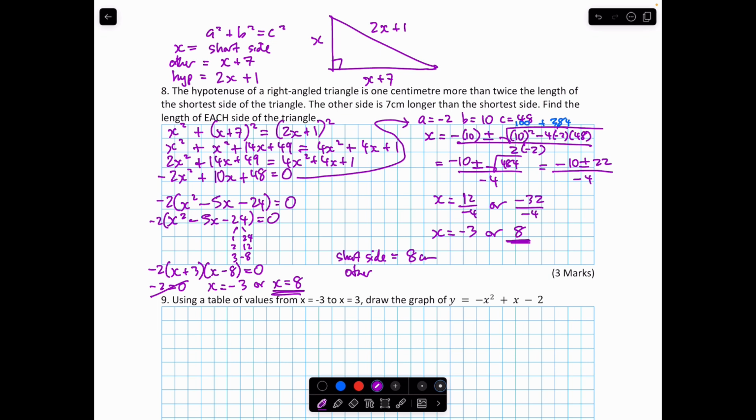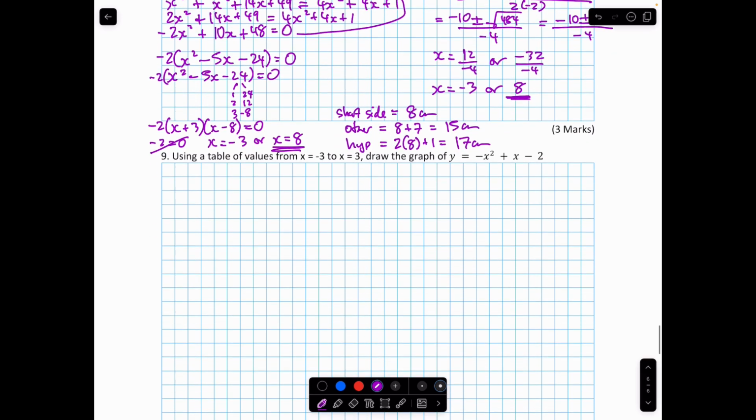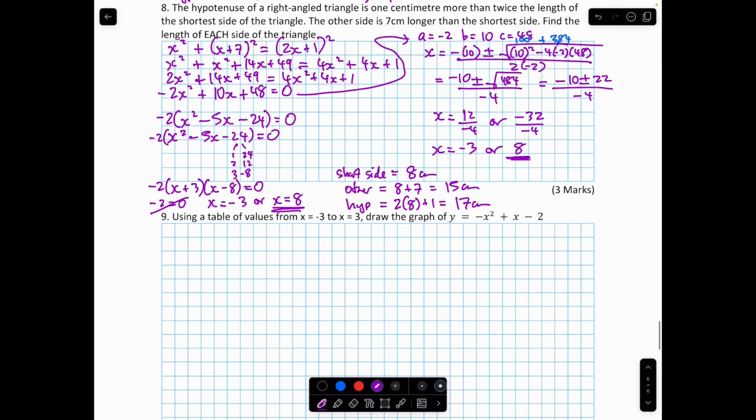The other side is equal to 8 plus 7, which is 15 centimeters. And the hypotenuse, because it's asking to find the length of each side of the triangle, is 2x plus 1, so 2 lots of 8 plus 1, 16, 17 centimeters for the hypotenuse. That's that question down. I think this is the last question.